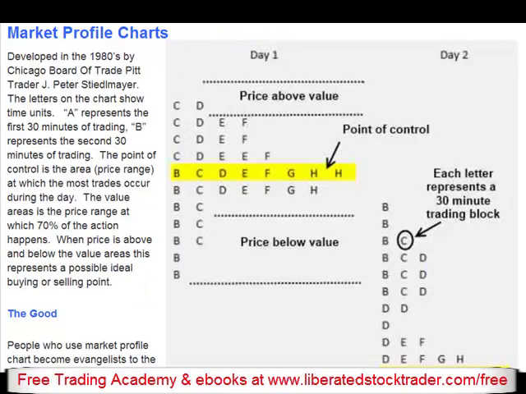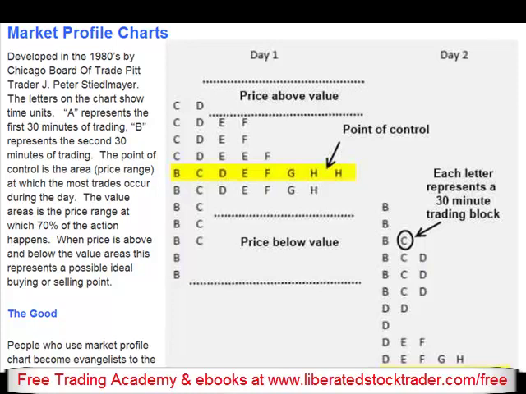Market profile charts. Developed in the 1980s by Chicago Board of Trade pit trader J. Peter Steidlmayer, the letters on the chart show time units. A represents the first 30 minutes of trading. B represents the second 30 minutes of trading. The point of control is the area or price range at which the most trades occur. During the day, the value area is the price range at which 70% of the action happens. When price is above and below the value areas, this represents a possible ideal buying or selling point.